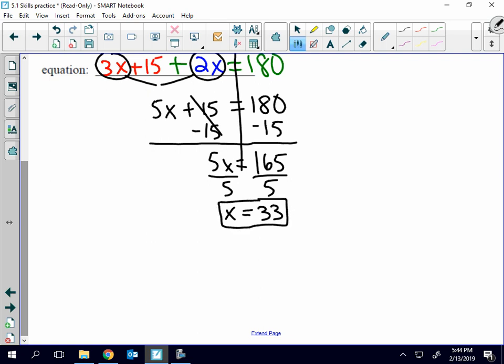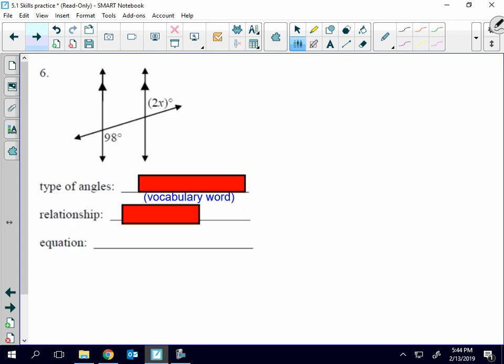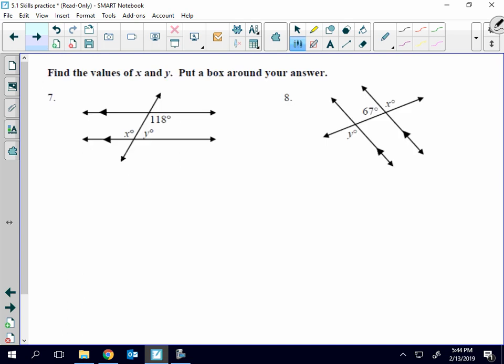Okay. You're going to try number 6 on your own. So pause the video, see if you can come up with that. All right, number 7. Find the values of x and y and put a box around your answer. Okay. Well, let's see. What do we know? Do we know any angles that are the same here? Well, we know the measure of this obtuse angle is 118.